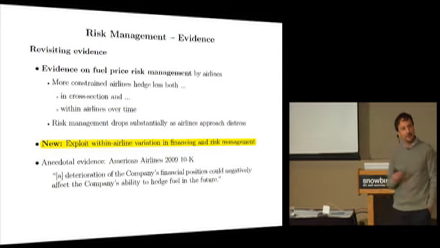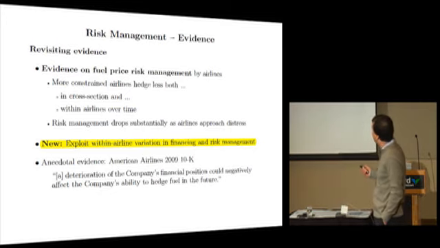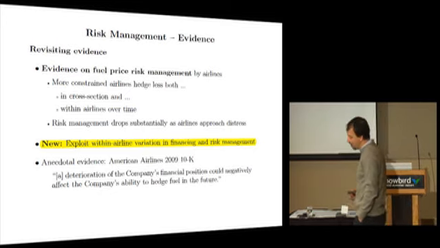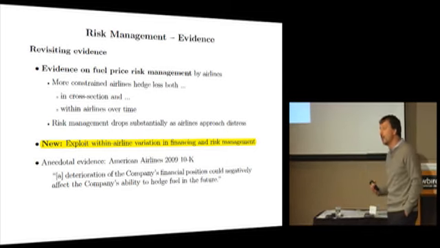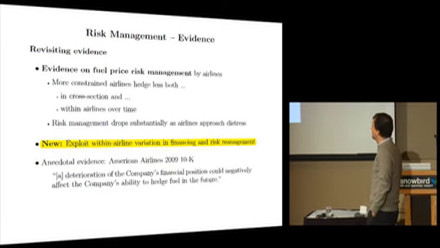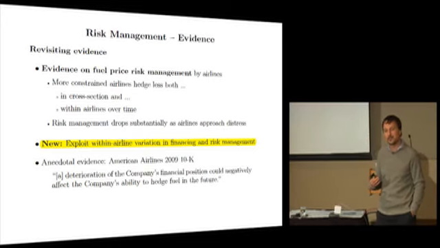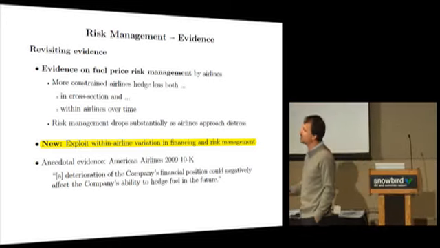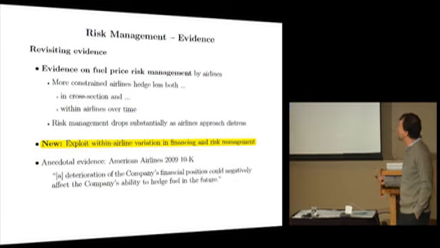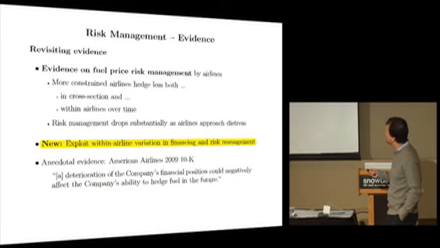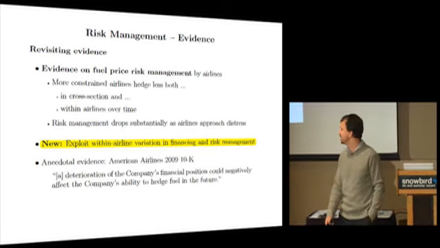On the empirical side, then, we revisit the evidence given these theoretical predictions. What we do is we look at fuel price risk management by airlines. And what we're going to show is that more constrained firms hedge less, both in the cross-section and, importantly, also within airlines over time. We'll in fact see that there's a remarkable pattern in airline fuel price risk management, where risk management drops substantially as airlines approach financial distress. What's new here is that we are able to exploit the within-airline variation to shed light on the connection between financing and risk management.